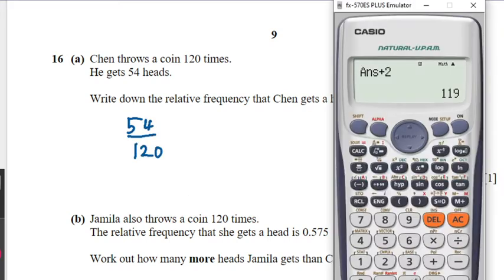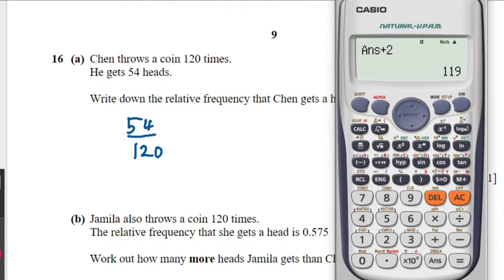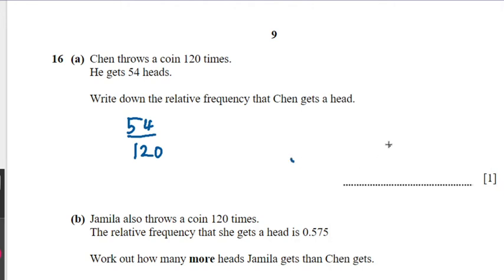Just simplify. So that would give you 54 over 120. Okay, let's see. Oh, 9 over 20. You just write here 9 over 20. Relative frequency is probability, so we can write it here.